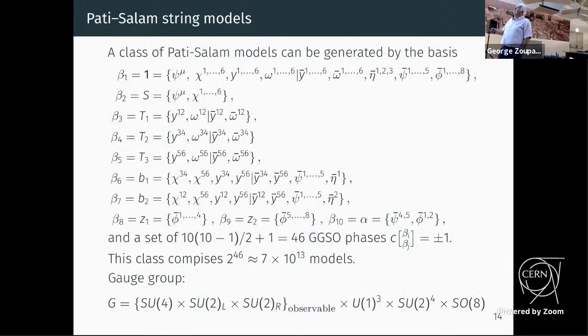So using the standard scenario, I will use a fixed basis. And this basis defines models with SU(4), SU(2) left, SU(2) right observable gauge group plus a hidden gauge group. And I'm going to keep this basis fixed, and I'm going to allow all possible GGSO phases. And I'm going to scan all this space to find models with desirable properties. Actually, naively speaking, this space contains 10 to the 13 models. So, we are going to try to find some vacua that have all these properties we have described before.